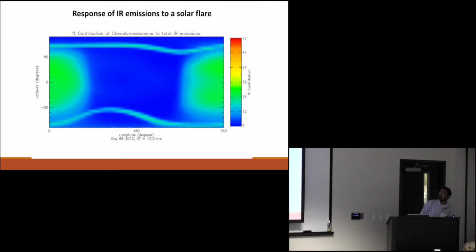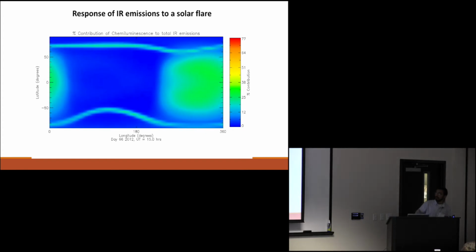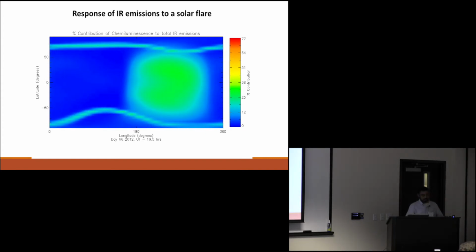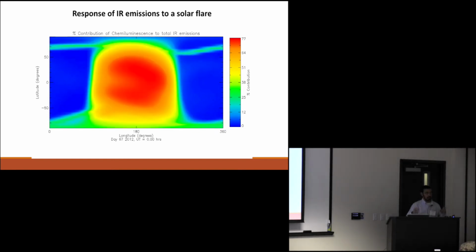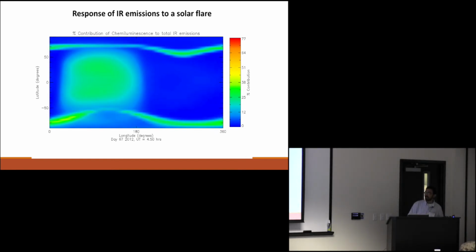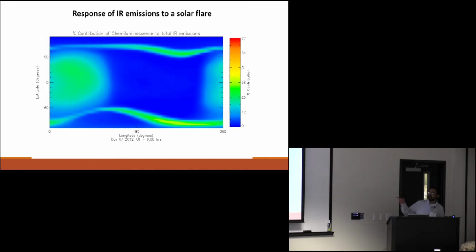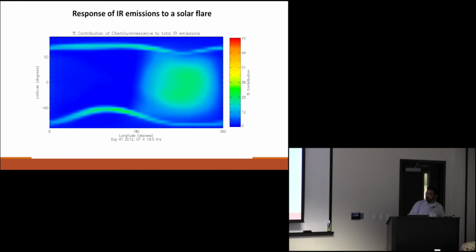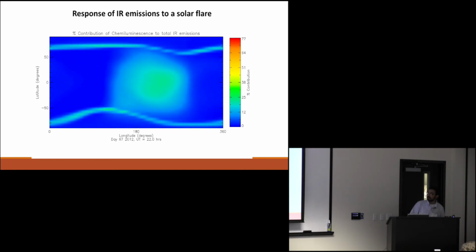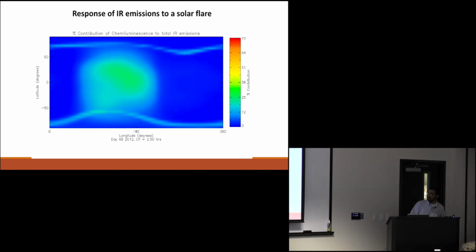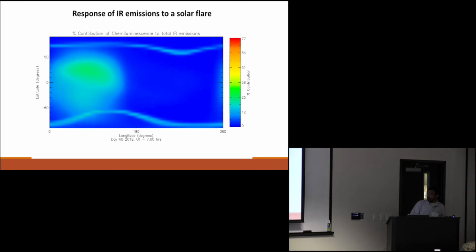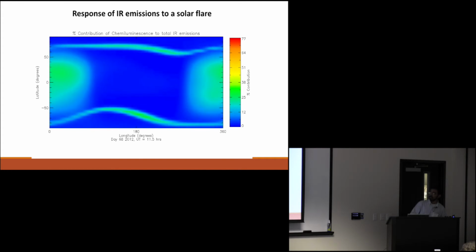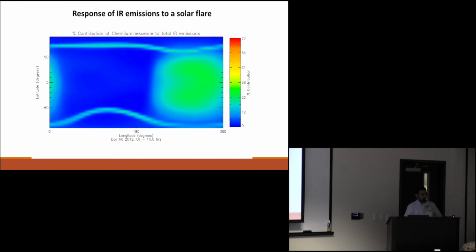So this was a case for an X-class flare that happened in 2012. What this figure is showing is chemiluminescence divided by the total emission. So how much NO cooling is produced by chemical processes versus how much gets produced in all. And what you saw there, around day 66 of 2012, was this enhancement when we had a flare. The chemical contribution is about 77% at the peak near the equator.